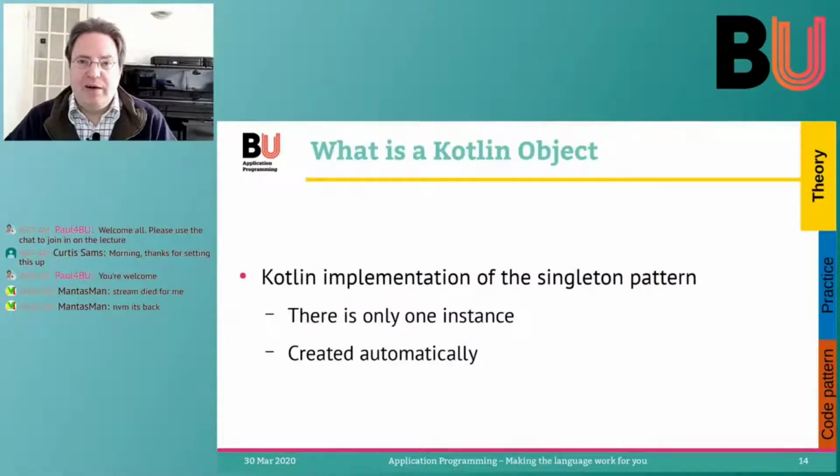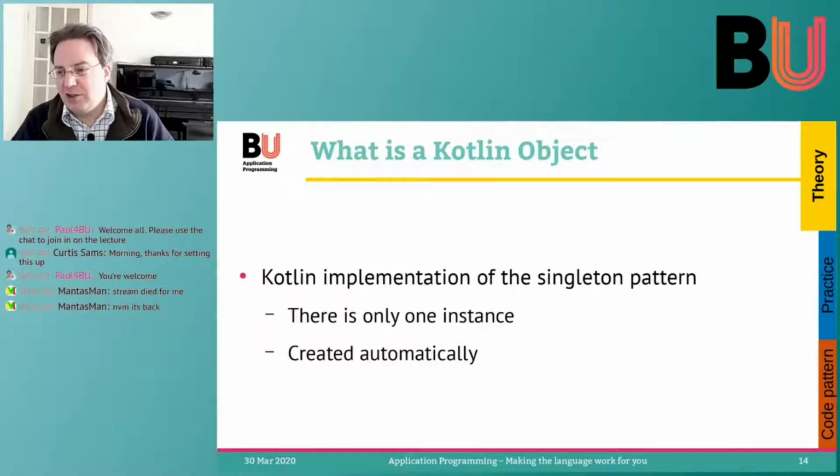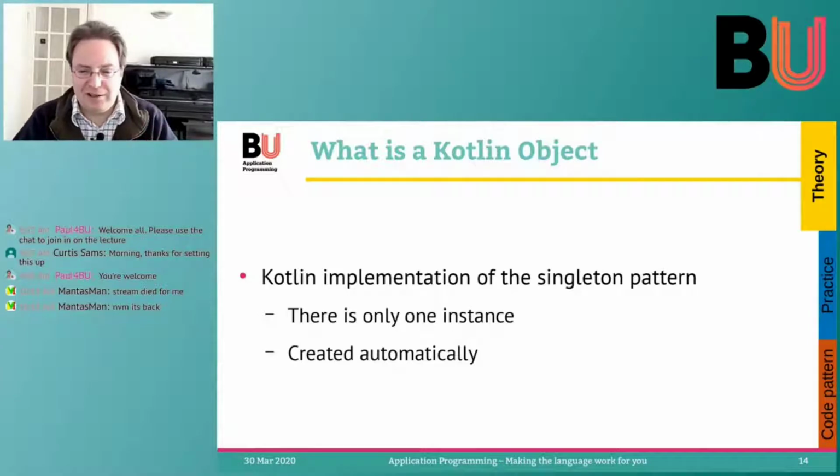So in general we have these objects. Hopefully you remember I did talk about it before. An object is just Kotlin's implementation of the singleton. There will only ever be one instance of an object, and it's created automatically. The first time you use it, the JVM will load it and then initialize it. So you can treat it as if it was created at the start of the program, even though that's not technically how it works, because the JVM loads your code on demand always.